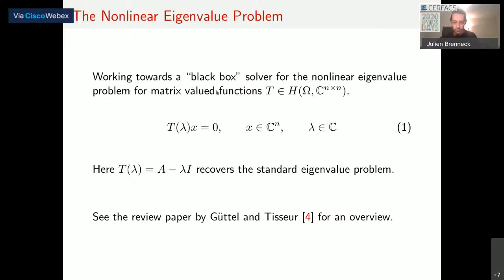And a quick review of the nonlinear eigenproblem. We have some holomorphic or meromorphic matrix-valued function on some region of the complex plane. And the eigenvalue problem is just asking for what vectors and eigenvalues do we have zeros for this eigenvalue equation. And if we just take the regular matrix pencil, then we recover again the standard linear eigenvalue problem. That's one way to view this. And there's a good review paper by Güttel that covers all of the different techniques in the nonlinear eigenvalue problem. That's very good.